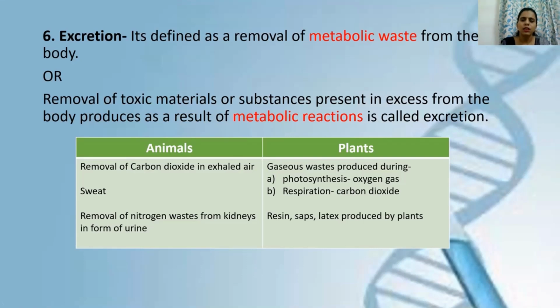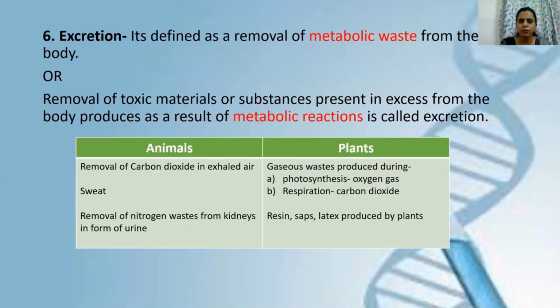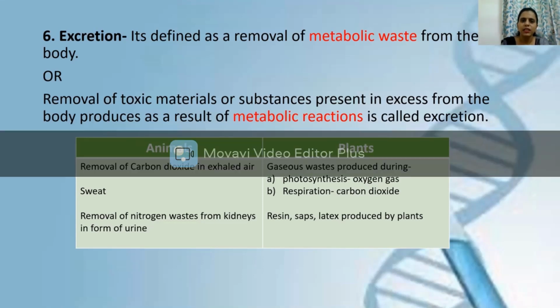Okay, so inside the cells of our body, many reactions are going on, and these cellular reactions are known as metabolic reactions. So as a result of these metabolic reactions, many excretory products are produced. Removal of these excretory products, which are produced as a result of metabolic reactions, from a body is known as excretion.